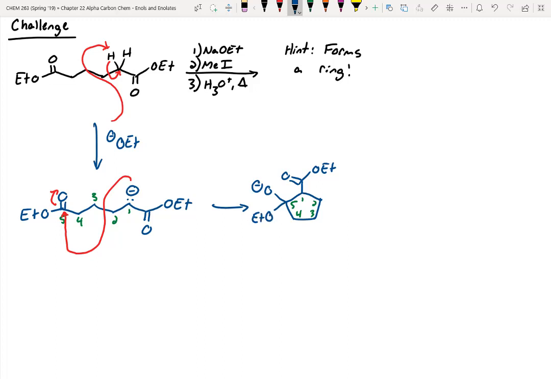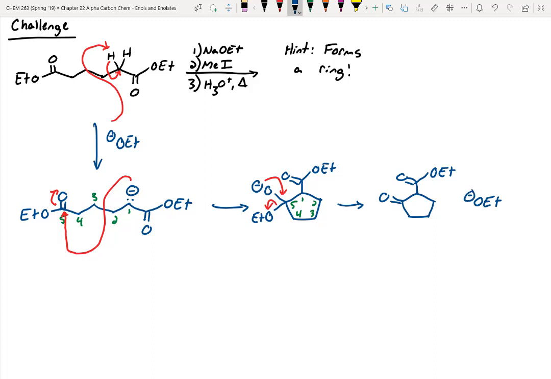All right, same thing though, it's not going to stop here. What do you think could happen? The negative charge jumps down, kicks off. Yeah, so just like we saw in the Claisen reaction, we can kick off an ethoxide as a leaving group. So we're getting there. So now we've got this double bond, and ethoxide was our leaving group that got kicked off in this reaction.